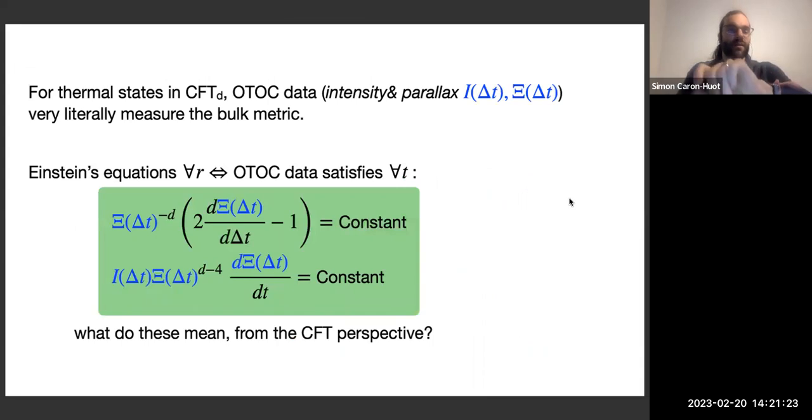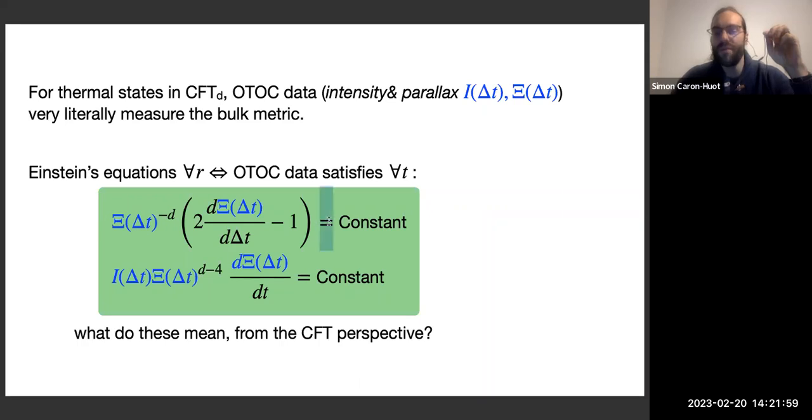What I said here is that the data in this out of time order correlator, which are essentially the intensity and the parallax, very literally give you the bulk metric. And it's interesting in this context to ask what the Einstein equations in the bulk imply for the data that you measure on the field theory. They imply these two equations. In this symmetrical setup, the Einstein equations are two first-order equations, and you express them in terms of these two things you can measure, and they give you those two equations.